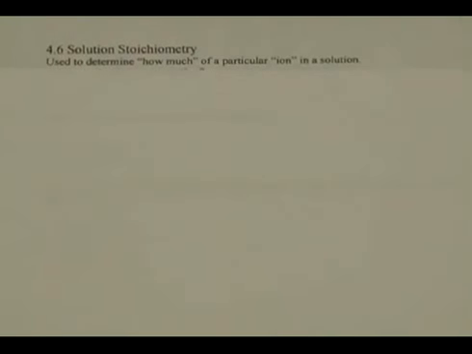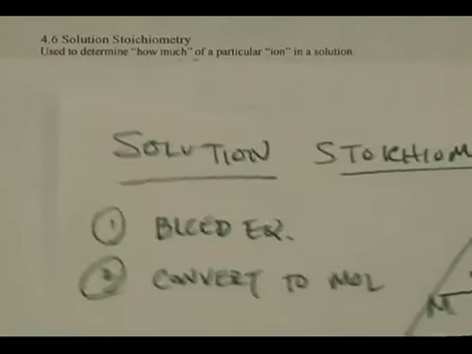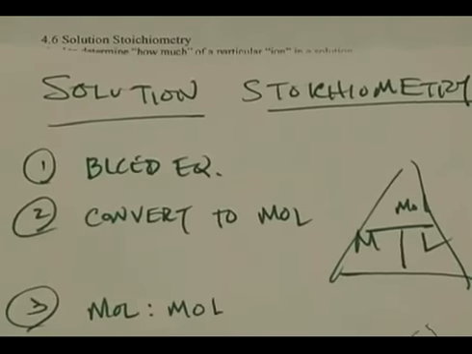Section 4.6, Solution Stoichiometry. Stoichiometry is used to determine how much of a particular something is needed to react with or is produced in a chemical reaction. When we studied stoichiometry in Chapter 3, we used a set pattern to solve those problems all the time. Sometimes we had to use those steps, sometimes we didn't. Solution stoichiometry does the same type of thing.